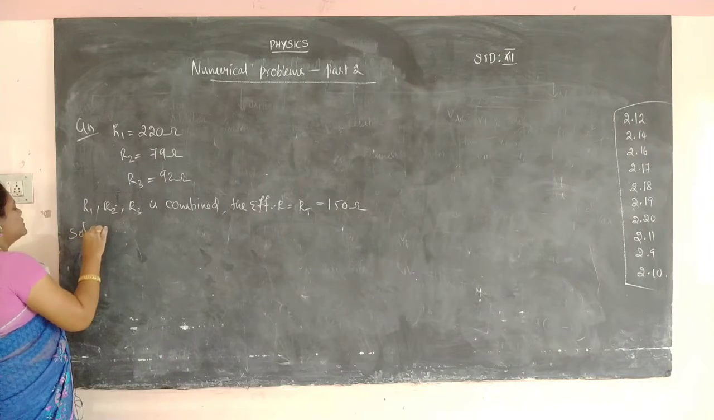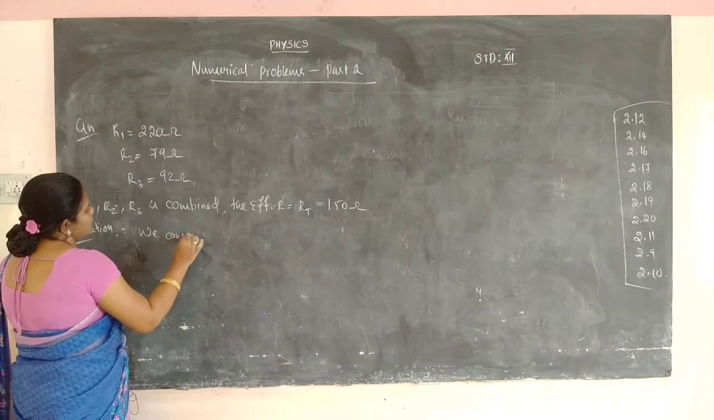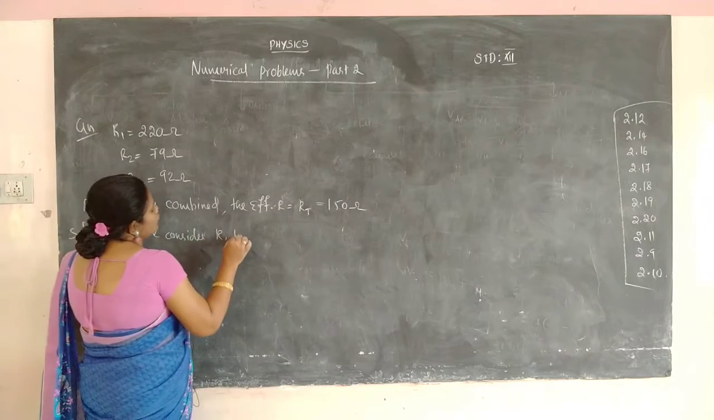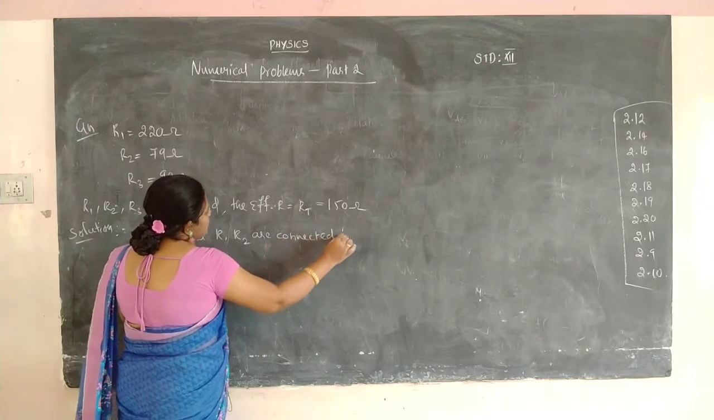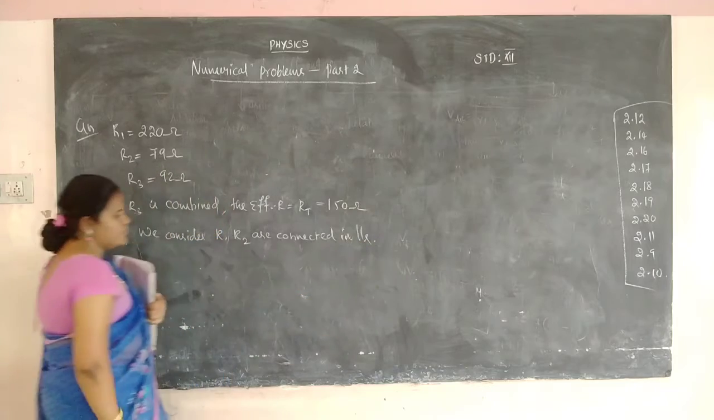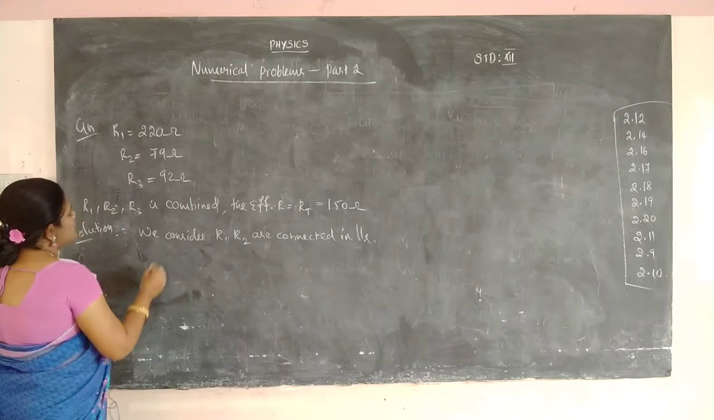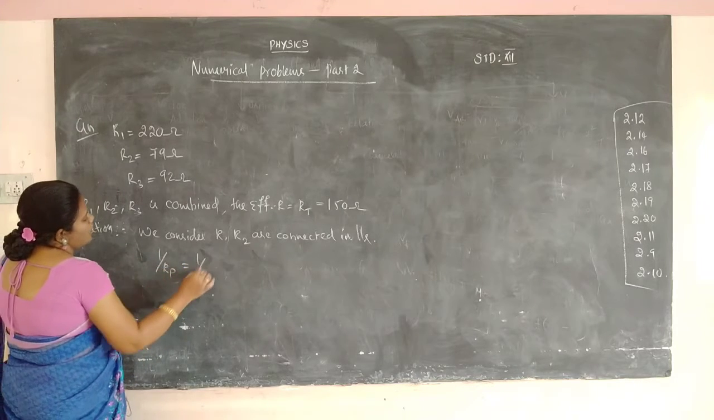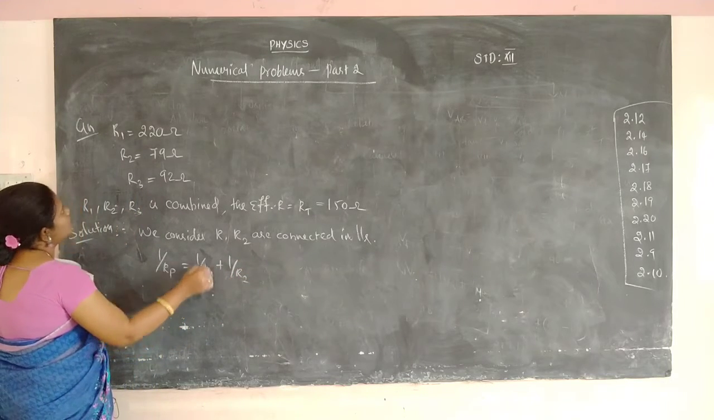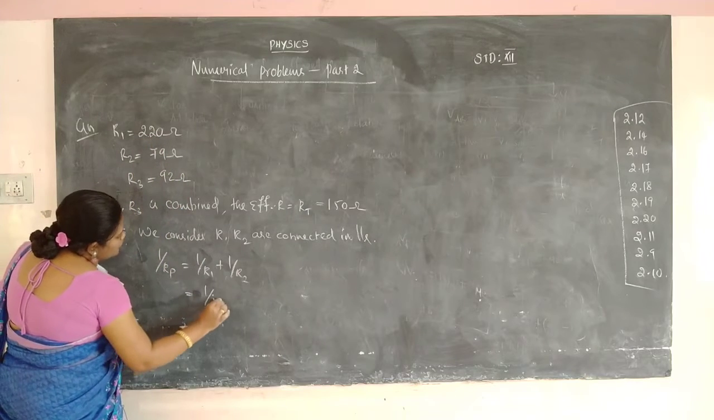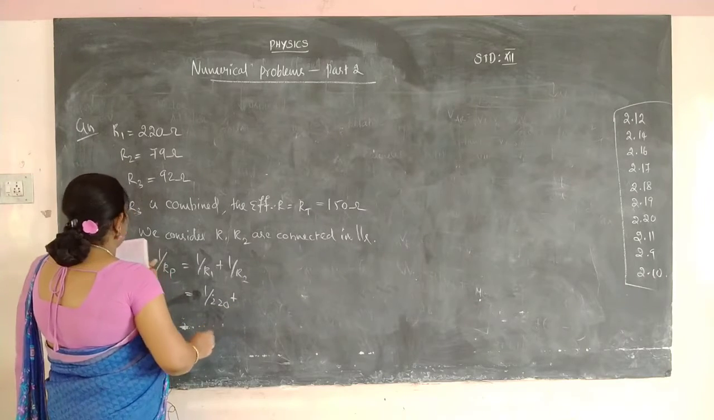So solution: now we consider R1 and R2 are connected in parallel. Okay, so we consider R1 R2 resistors in parallel. So parallel means 1 by RP is equal to 1 by R1 plus 1 by R2. Substitute the R1 value, substitute the R2 value. What is R1? 220. So 1 by 220 plus 1 by 79.